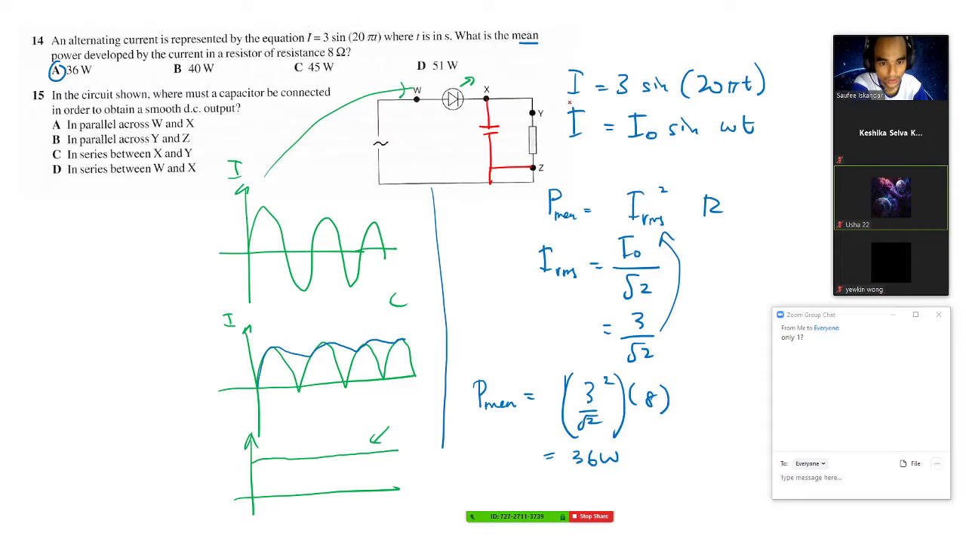So you see, if we have this kind of arrangement, whether it is the positive side or the negative side, it can be filtered out by the capacitor. So this will smooth out the graph of the wave.